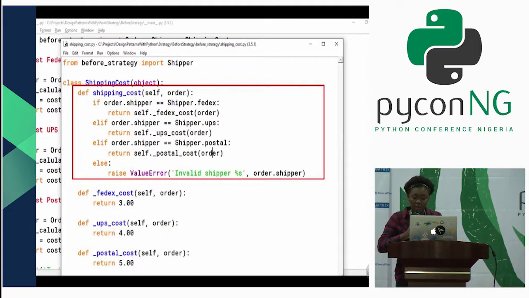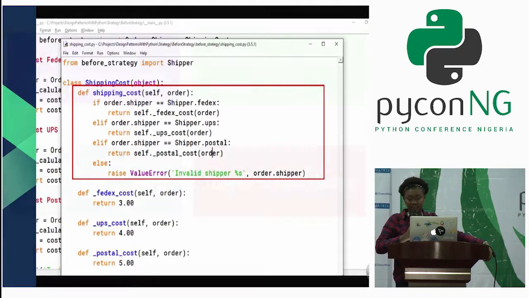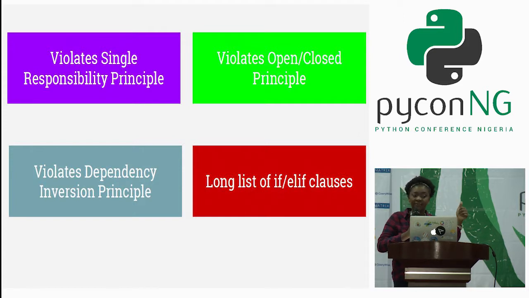Now, in all these codes that I have shown you, these 3 or 4, there are some flaws in it. First, it violates the single responsibility principle, which I said is 1 class for 1 responsibility. If the class is for your recipe, let it be for your recipe and not for your utensils.